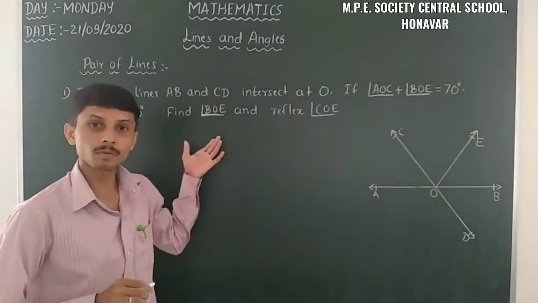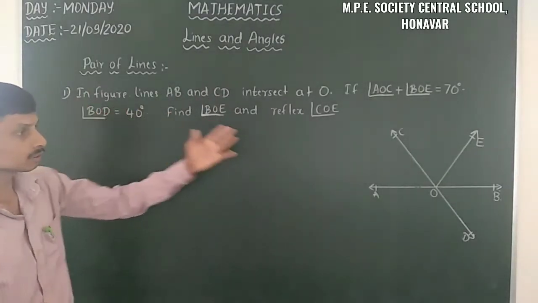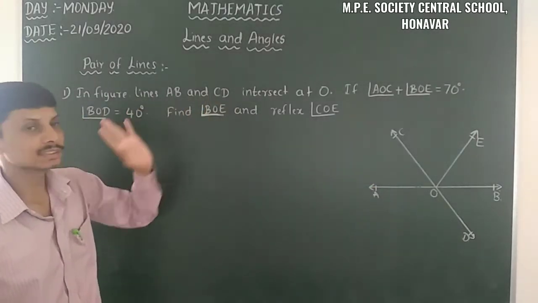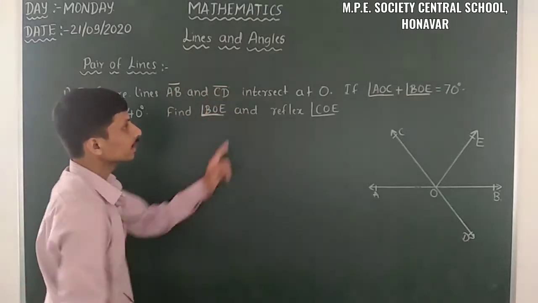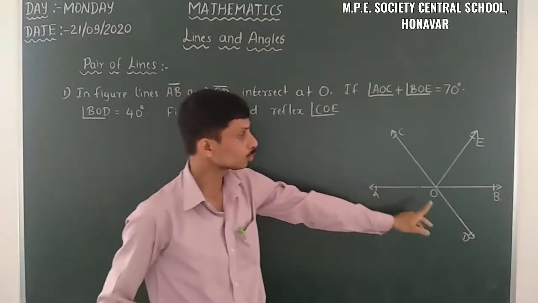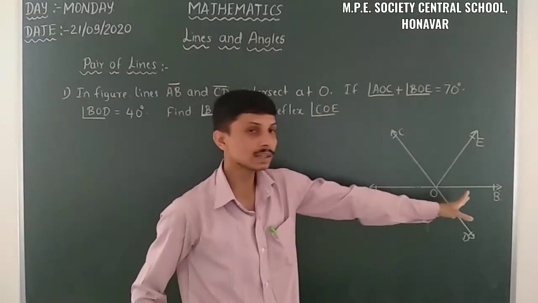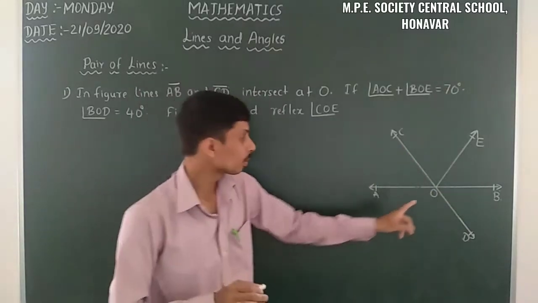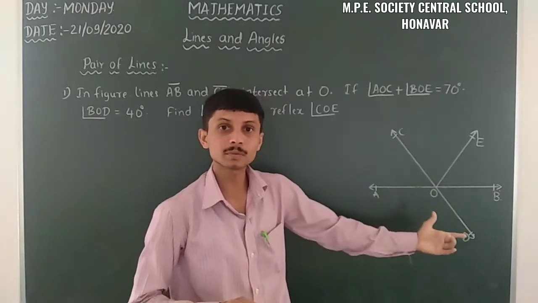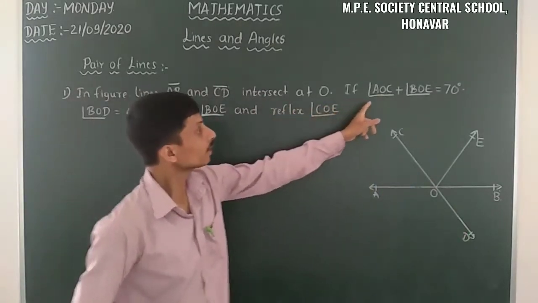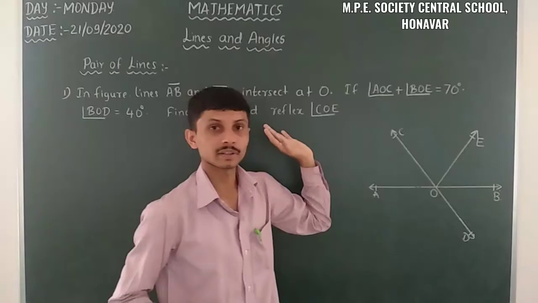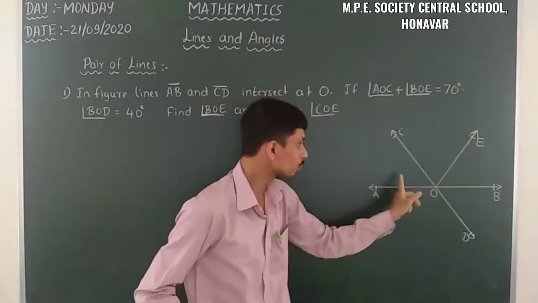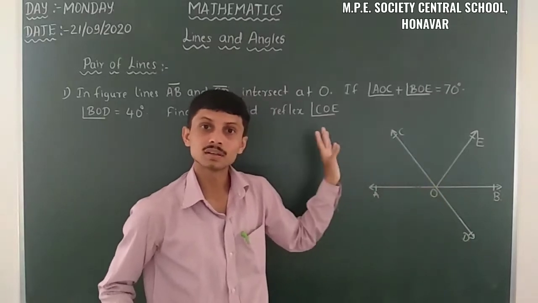Yes, so the first problem tells us that in the figure, that means this is the diagram, we have lines AB and CD. Lines AB and CD intersect at O. That means here those two intersecting lines are there. AB is one line and CD is one line, and those two lines intersect at point O. So the intersecting point is O. If angle AOC plus angle BOE is equal to 70 degrees, that means the sum of those two angles is 70 degrees.